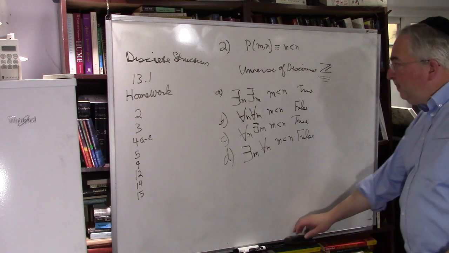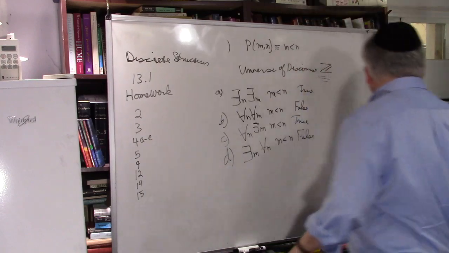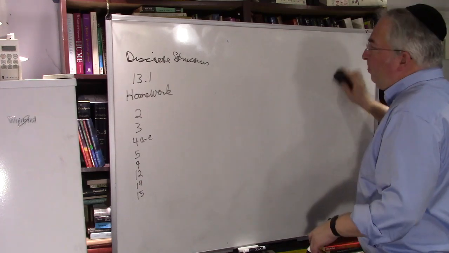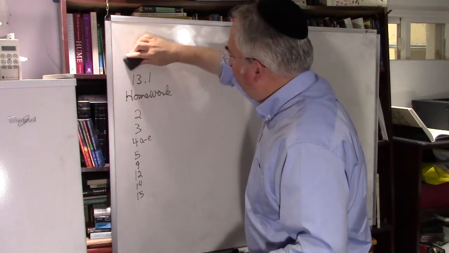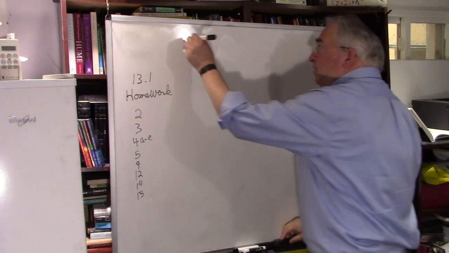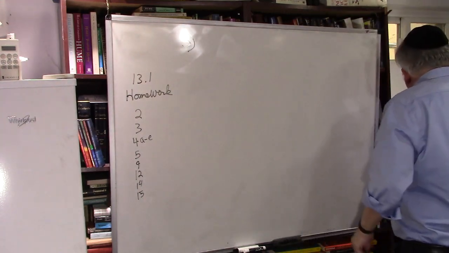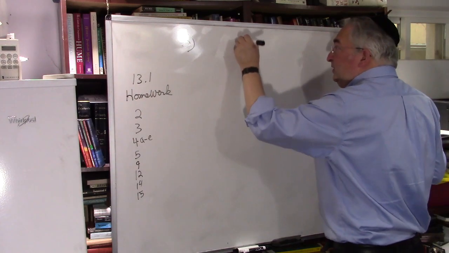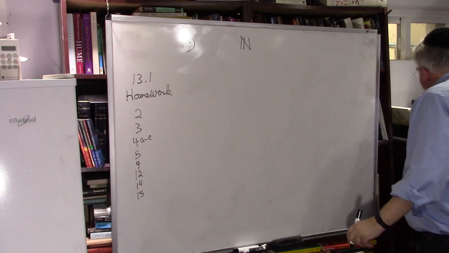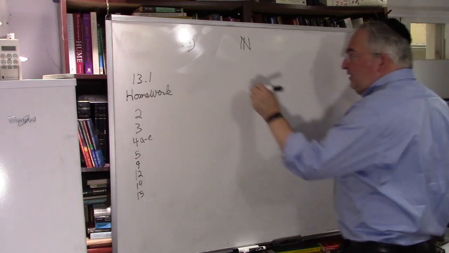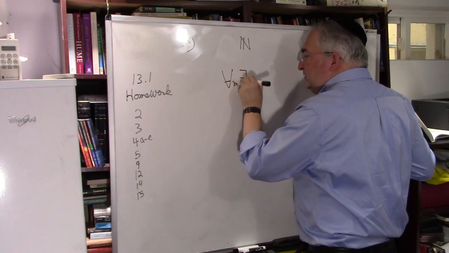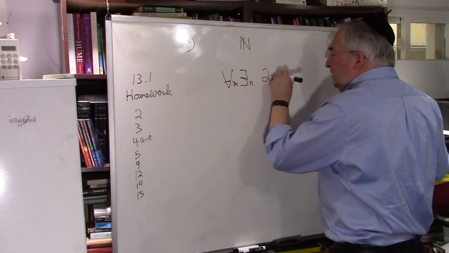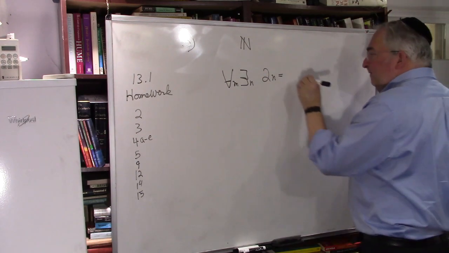Next. Okay, now we do 3. Determine the truth values for the following where the universe of discourse is N. So we're talking about the natural numbers. Okay, good. Let's do it. For all m, there exists an n such that 2n is equal to m.